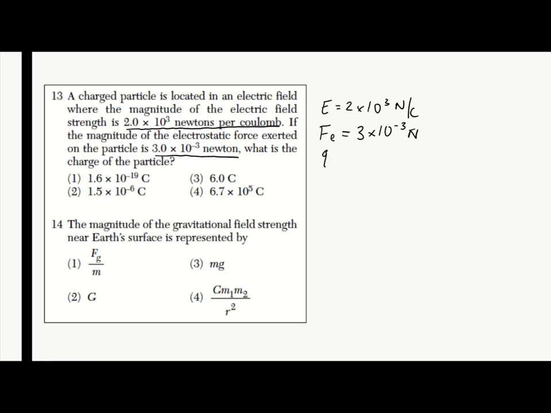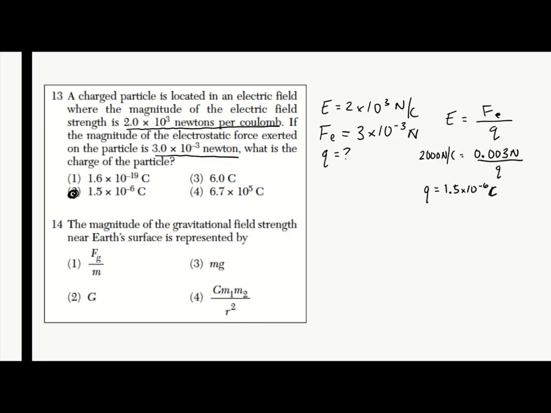We're looking for q, charge, so there's only one equation. Okay, so you just plug it in and solve. And you get that q is equal to 1.5 times 10 to the negative 6, or 1.5 microcoulombs, choice 2.